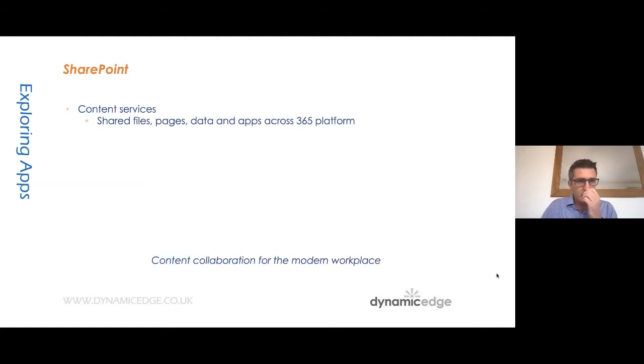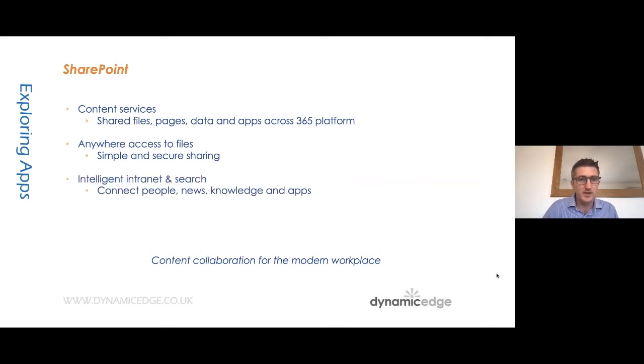So some of the key points around SharePoint, okay, so it's content and services, shared files, pages, data and apps across the 365 platform. We've got anywhere access to the files, simple and secure sharing. I will show you when I look at the Power App later on that we use a list within SharePoint. So the list within SharePoint is where the data is held. So even if I can't access the app, but I can get access to SharePoint, I can still see the data that is held within there.